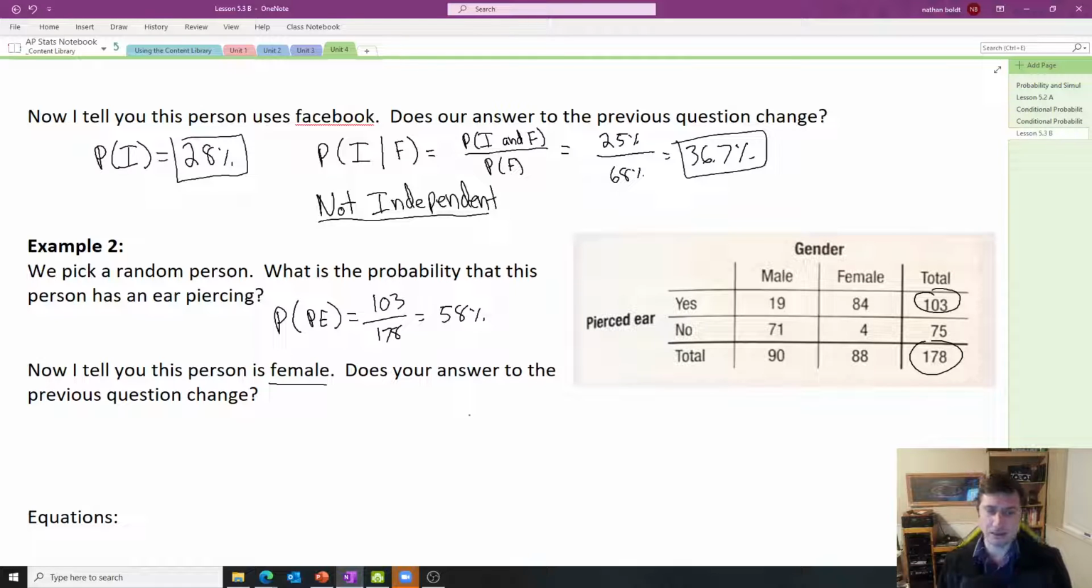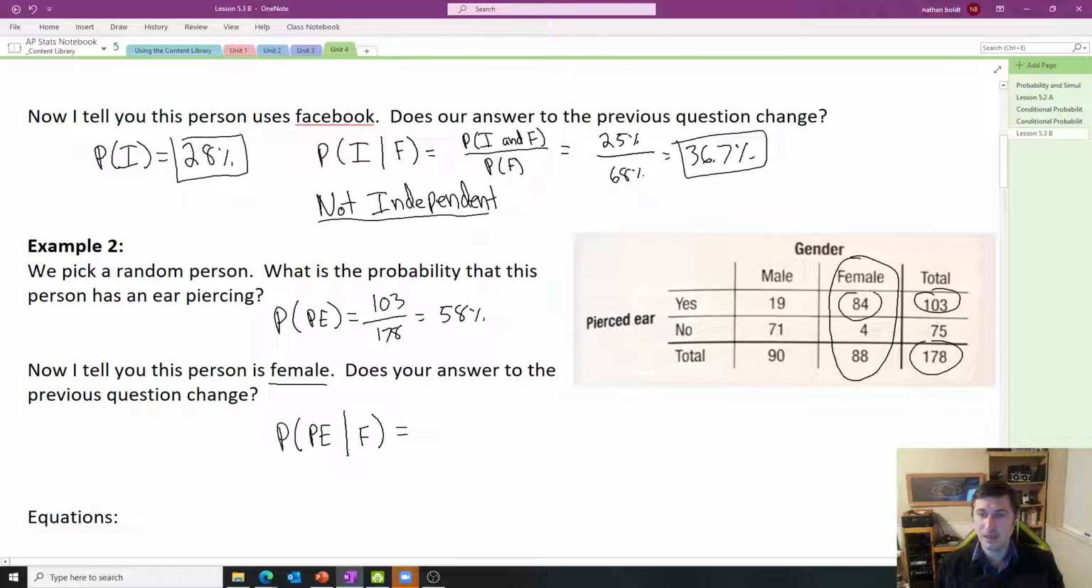Okay? Now, I can verify this by comparing that with the probability of getting an ear piercing, P(E), given that this person is female. What is that probability? Well, we can do that on the table pretty easily, can't we? So the probability just of the females right here, because it's given that it's female, and we're looking at, yes, that they have an ear piercing. So 84 out of 88, which is quite large.